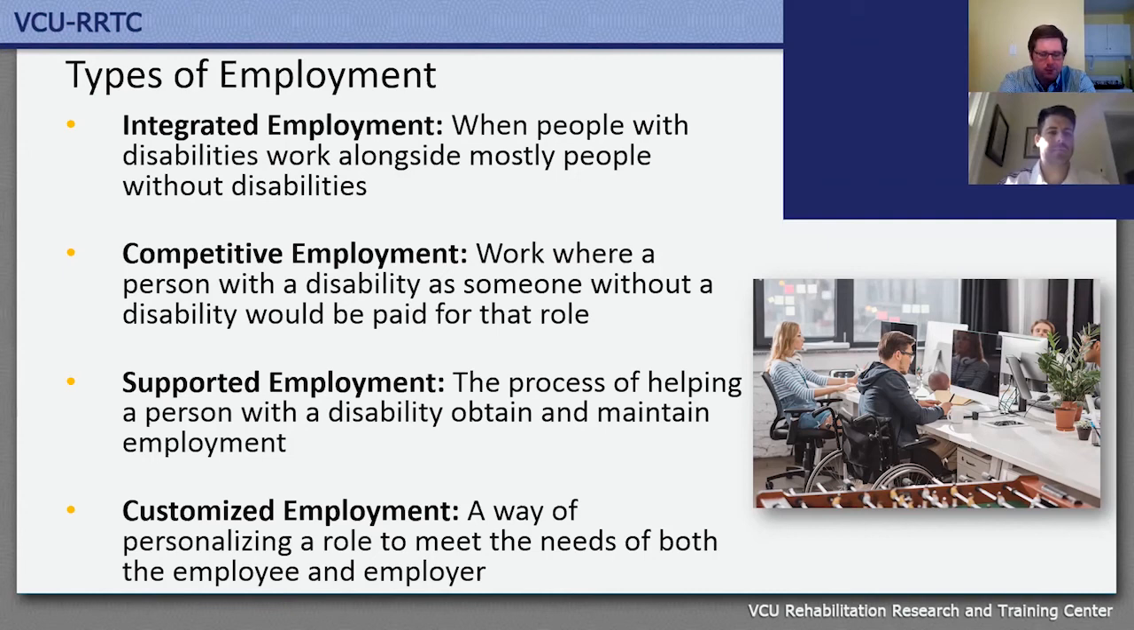Next is supported employment, which is a type of employment where an individual with a disability works with a job coach to find and maintain employment, including developing accommodations to help them with their role. Lastly, customized employment involves modifying a role to meet the specific needs of the individual and the employer. Zach will give us an example of a situation where he customized a job.